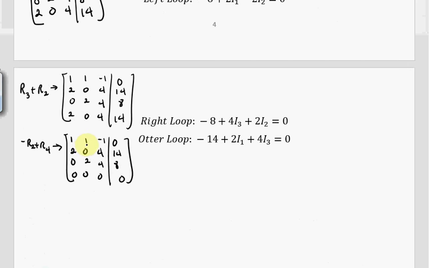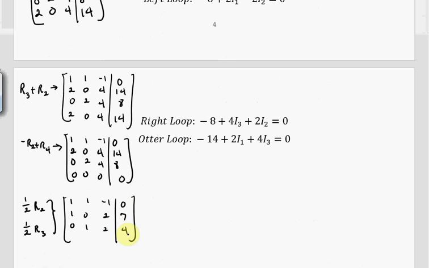Now what I'm going to do is just reduce the numbers. And that is, I'm going to say 1/2 times row 2 and 1/2 times row 3. We don't need that bottom row of zeros anymore. It has no significance.